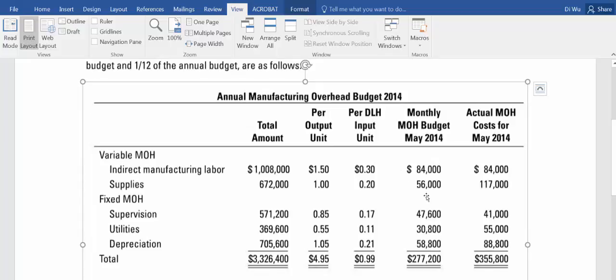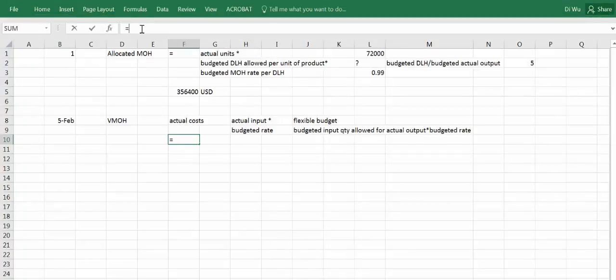So all you have to do is basically do the following. Did you see the last column here? This last column says, for the variable manufacturing overhead for May 2014, I have indirect manufacturing labor and supplies, so I'm going to add these two numbers. So the total amount is for actual manufacturing overhead costs. So I'll add 84,000 to 117,000. So I get 201,000. Everything is in USD.